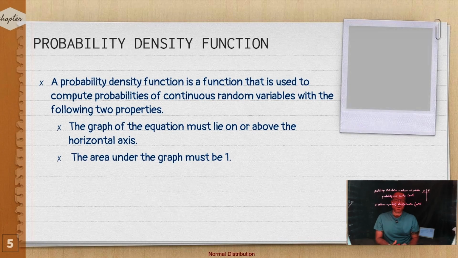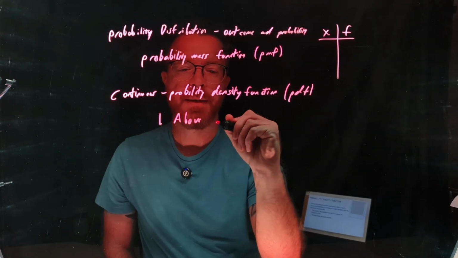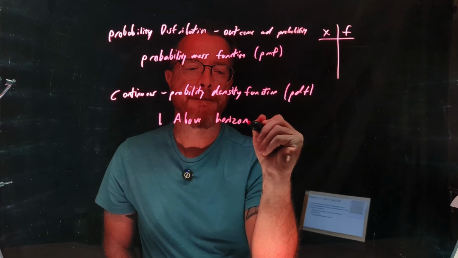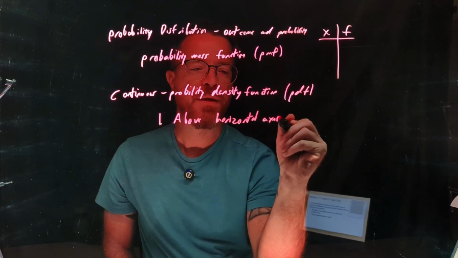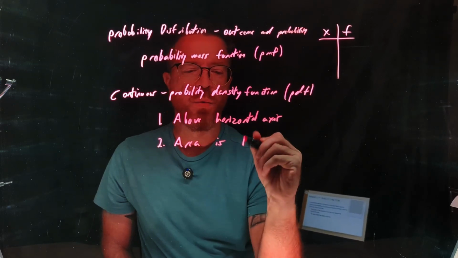So the probability density function is a function that is used to compute probabilities of continuous random variables with the following two properties. The first is that the graph of the equation must lie above the horizontal axis, and the area under the graph must be 1. So regardless of what sort of continuous distribution you have, these two things must be true. One, it must be above the horizontal axis, and two, area is 1.